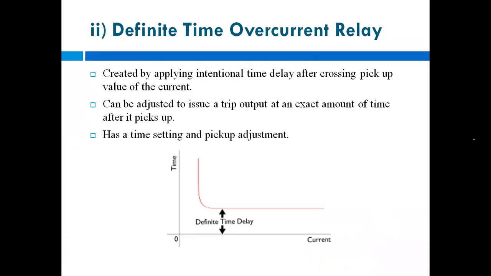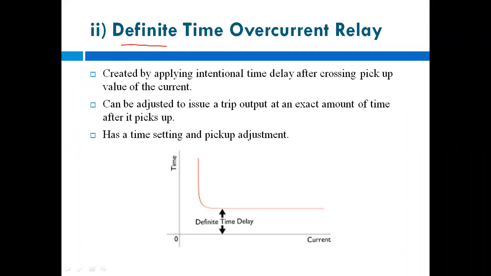Now the next, second point, is the definite time overcurrent relay. Note these points, at least a few points. Definite time overcurrent relay means some particular time is provided, and after that time your relay will operate. That is called the definite time overcurrent relay.